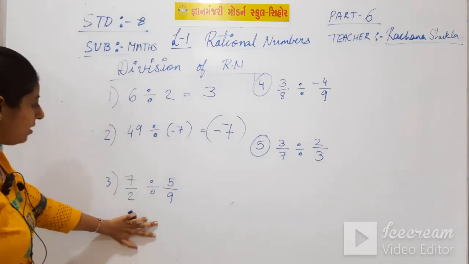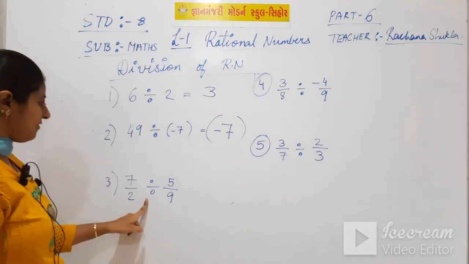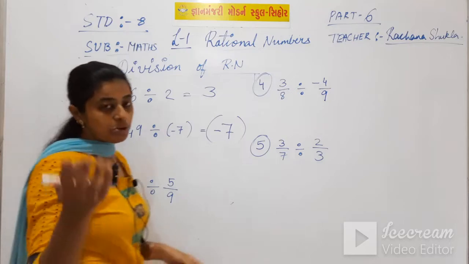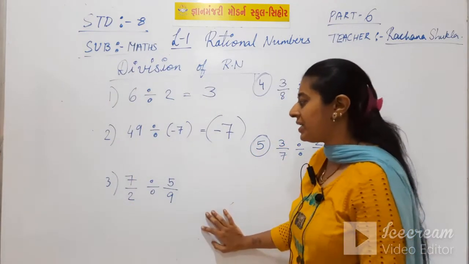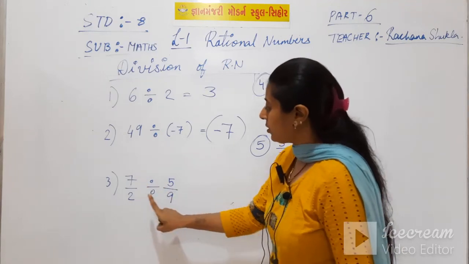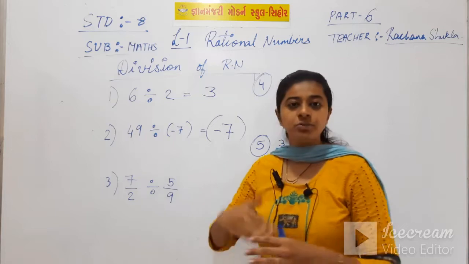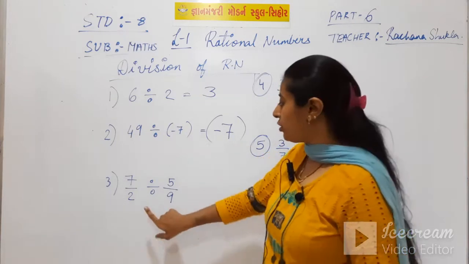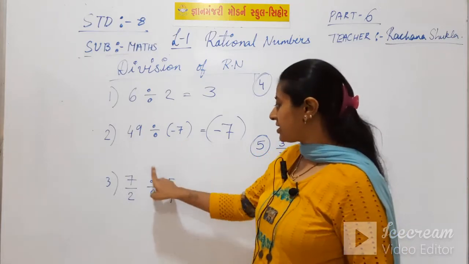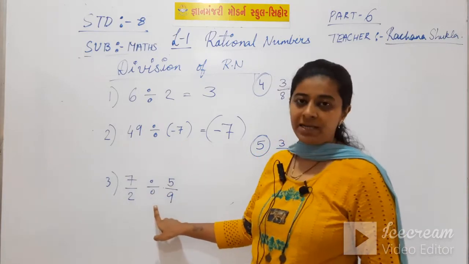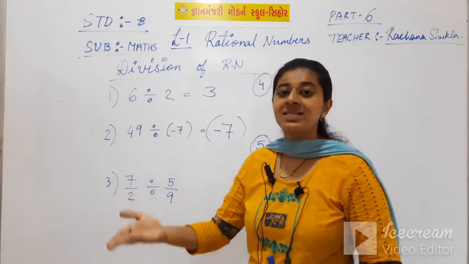Now this division of rational numbers. 7 upon 2 divided by 5 upon 9. So you might be thinking how to solve this difficult sum, but it's very easy. 7 upon 2 divide 5 upon 9. If you want to divide, first we have to change the sign of division into multiplication. So when we change the sign of division into multiplication, the number after the sign will be reciprocal.